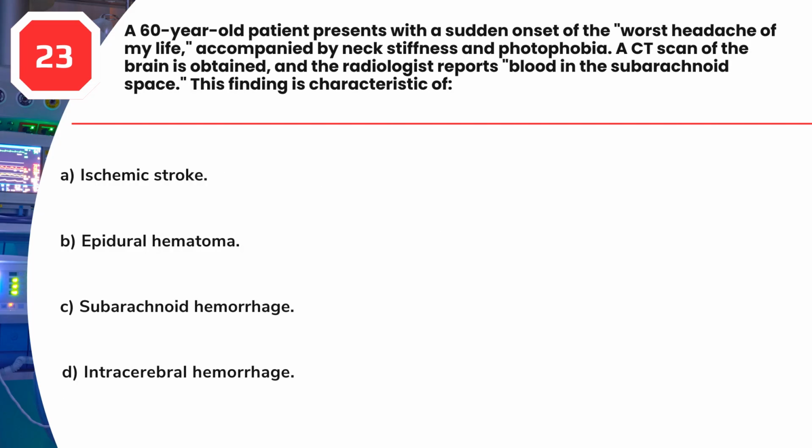Question 23. A 60-year-old patient presents with a sudden onset of the worst headache of my life, accompanied by neck stiffness and photophobia. A CT scan of the brain is obtained, and the radiologist reports blood in the subarachnoid space. This finding is characteristic of A. Ischemic stroke. B. Epidural hematoma. C. Subarachnoid hemorrhage. D. Intracerebral hemorrhage.